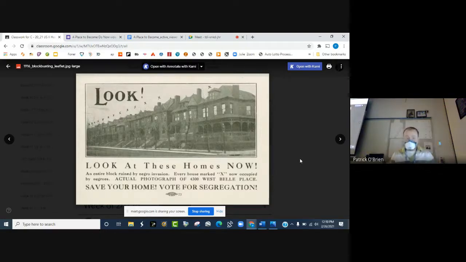So you have a bunch of row houses with X's up top and the word "look" on the top left, and this is real. It's from 1916, I believe, from St. Louis, Missouri. It says, "Look at these homes now. An entire block ruined by Negro invasion. Every house marked X now occupied by Negroes. Save your home. Vote for segregation."